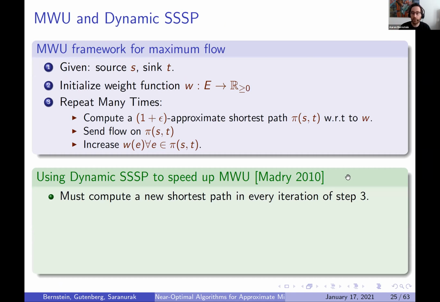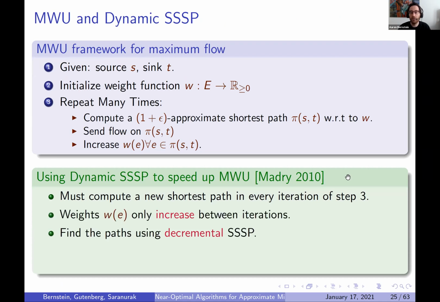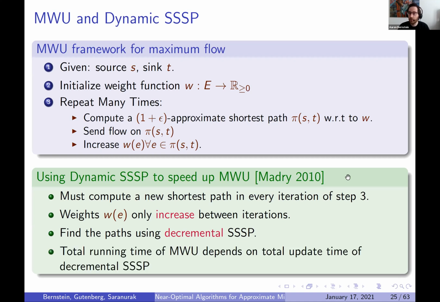The original algorithm for this problem just computed the shortest path from scratch in every iteration. But it was observed by Madry in 2010 that you can speed this up with a dynamic algorithm. You're just repeatedly computing shortest paths in a graph where weights are increasing. So this is decremental single source shortest paths, decremental because weights are only increasing. In particular, if you have a good data structure, then the total running time to compute all these paths will just be the total update time of your data structure.